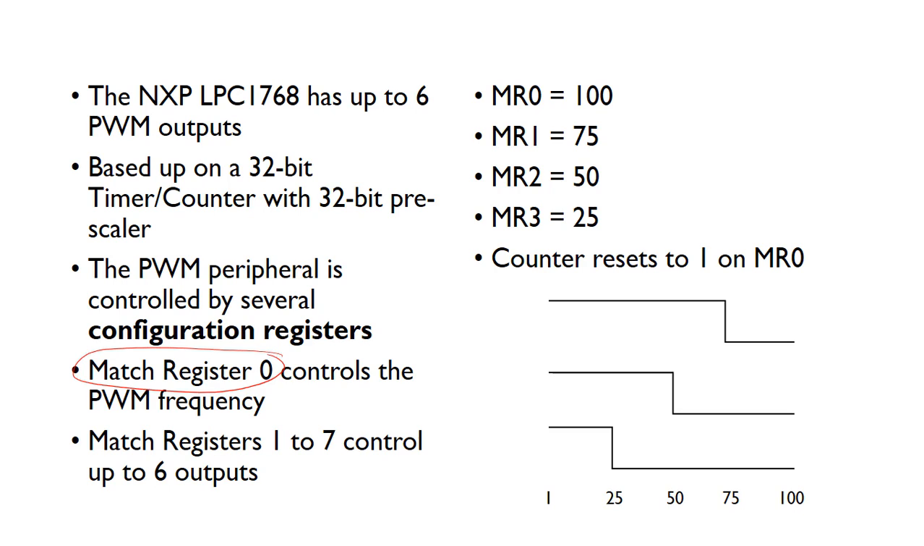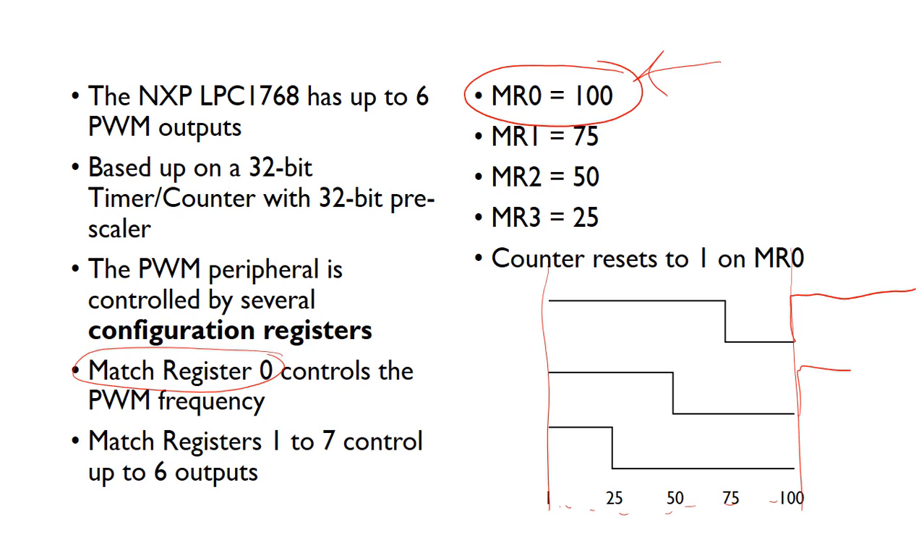In this example, if the value stored in that register is 100, we know that the counter will reset at 100. As it counts up, this is one period. So these are just the values counting up from 1 to 100, and when it gets to 100, it resets back to 1, and that just repeats. Every time it gets to the value stored here, 100, all these waveforms reset, and the next period starts.